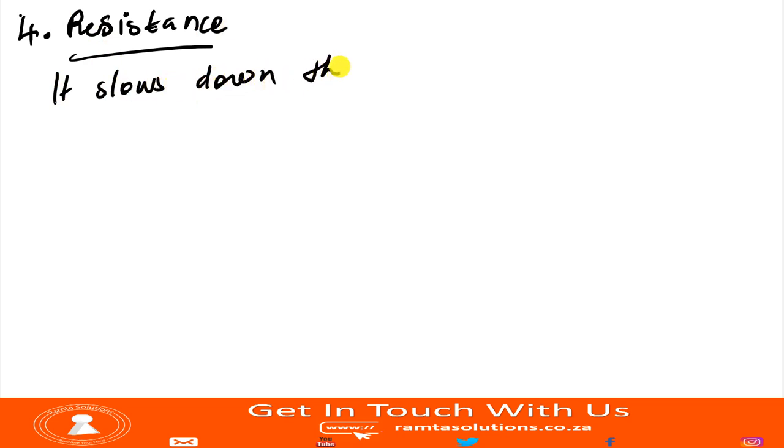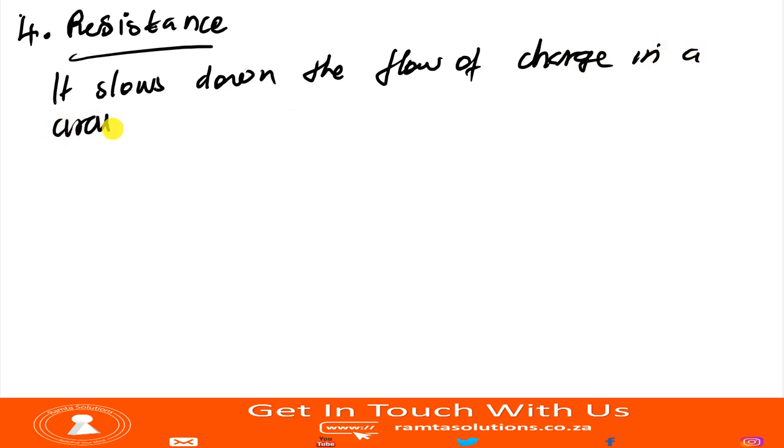It slows down the flow of charge in a circuit. Okay. So basically, when we talk of resistance, we are talking about the measure of how much the flow of charges is opposed in a circuit, or how hard it is to push electricity through a circuit element.